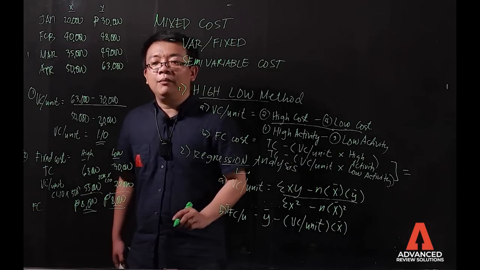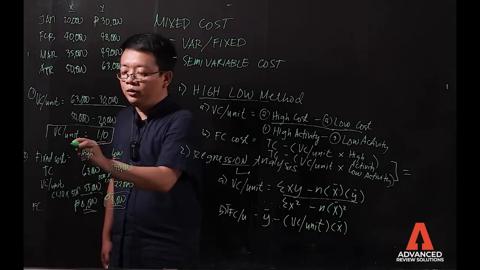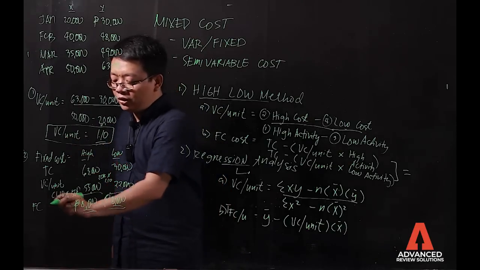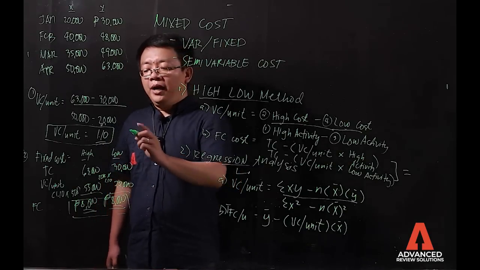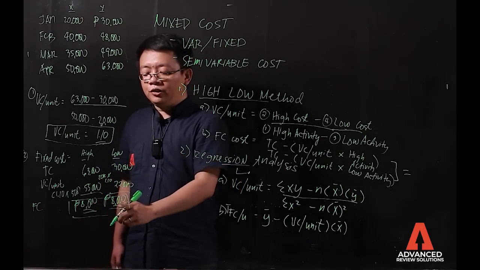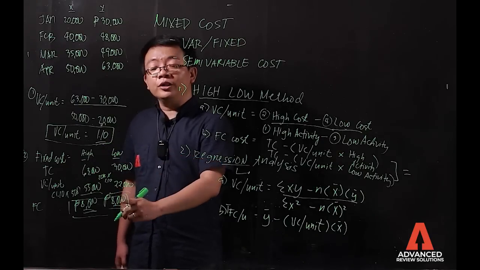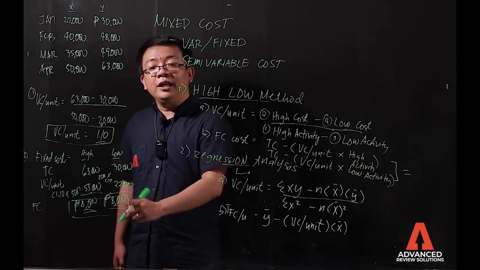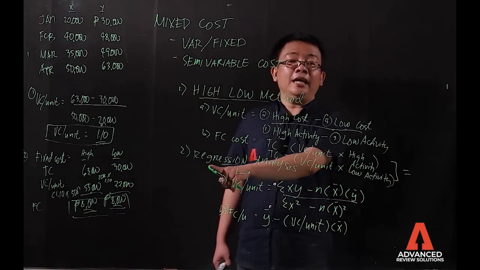So, in the board exam, if the question is how much would be the variable cost per unit, the answer is 1.10. How much is the fixed cost? The answer here is 8,000. Why variable cost per unit? Why fixed cost? Because variable cost per unit and the fixed cost will remain the same regardless of the changes in your activity.